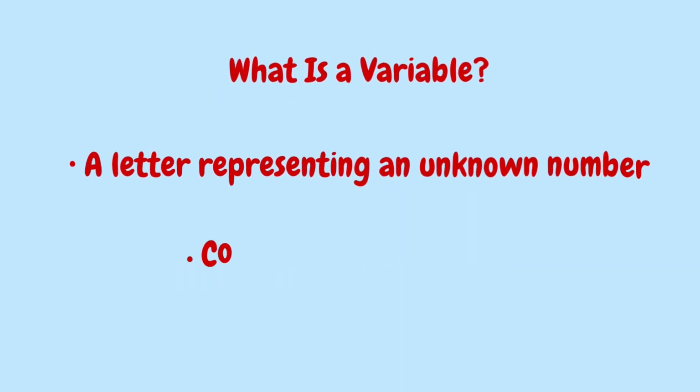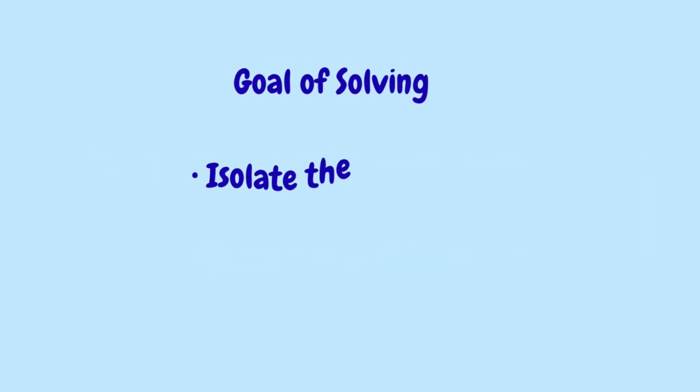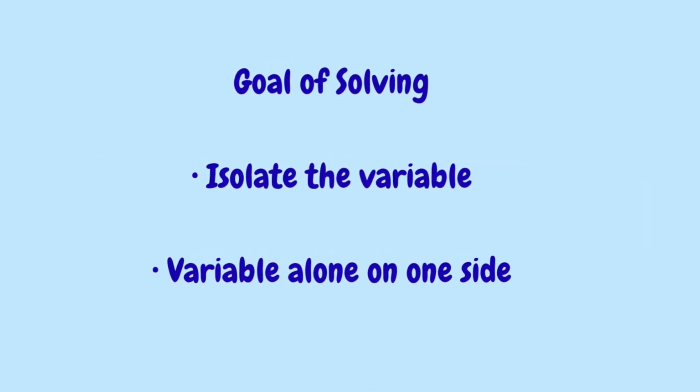Now what is a variable? Very interesting thing. A letter representing an unknown number. Common variables can be x, y or n. So what is the goal of solving? Isolate the variable, so the variable is alone on one side.